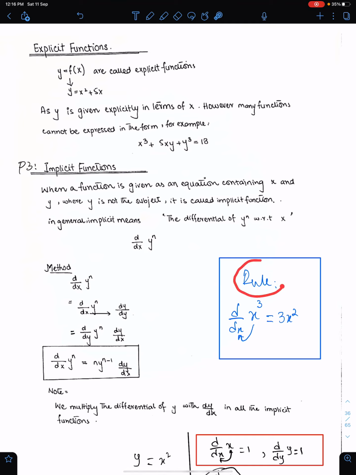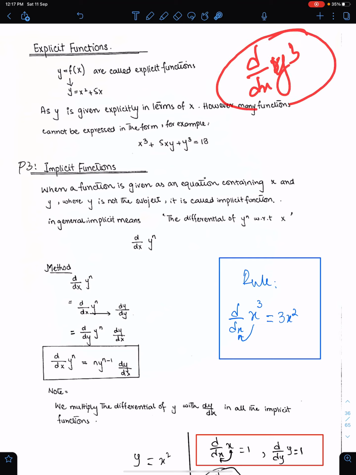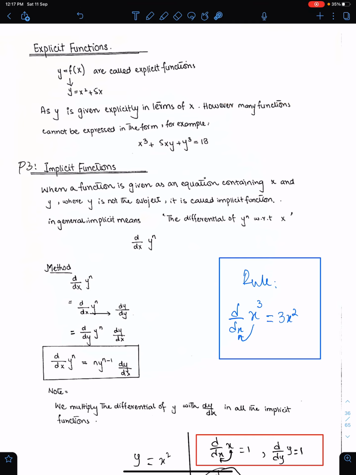Here is the rule of differentiation. To differentiate a function, we must have same operator. For example, in order to differentiate x cube, we must have dx here. If we have same operator, then we can easily differentiate the function like this. But if we have this thing, d upon dx y cube, we cannot differentiate this easily because the function and operator both are different.